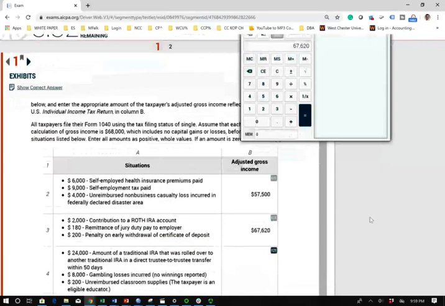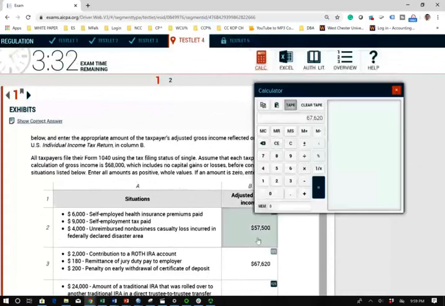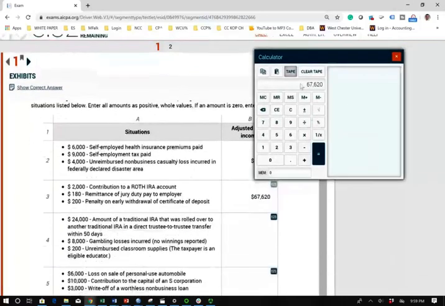Okay, clear the tape. Let's look at this example. Let's bring down the calculator a little bit. We have 24,000, the amount of a traditional IRA that was rolled over to another traditional IRA in a direct trustee to trustee transfer within 60 days. What happened is we transferred our money from one IRA to another.